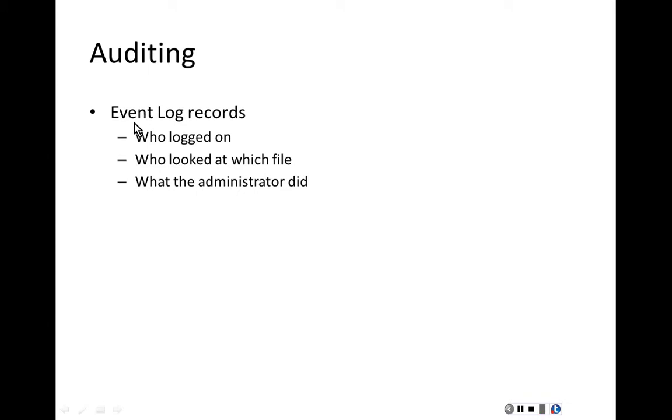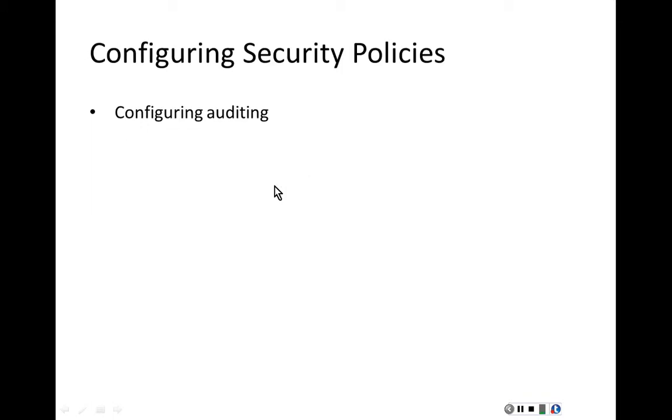Auditing is whereby we look at the event log, and the event log is a file which records who logged on, when they logged off, who looked at which file, especially confidential files such as the payroll database file, and what the administrator did, such as changed somebody's passwords or deleted a user. In configuring security policies, we will configure the auditing portion of security policies.